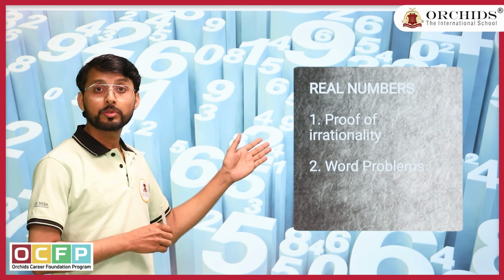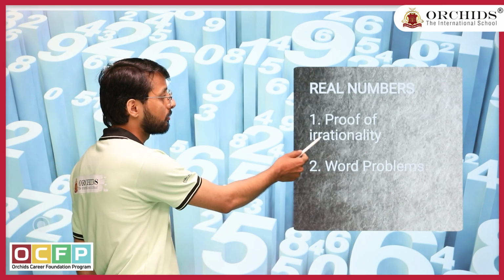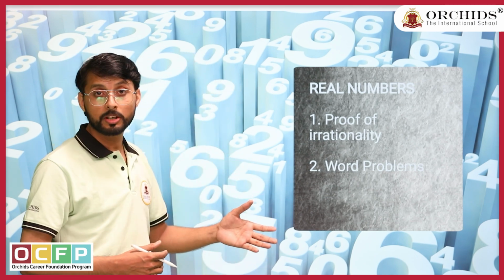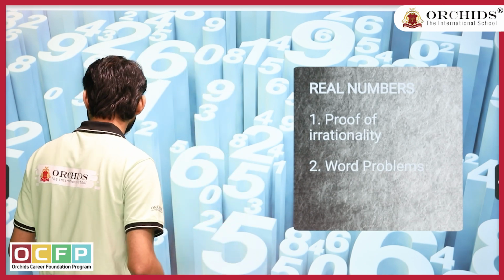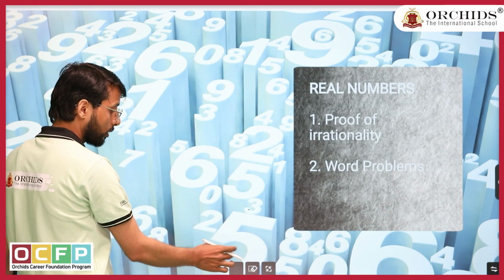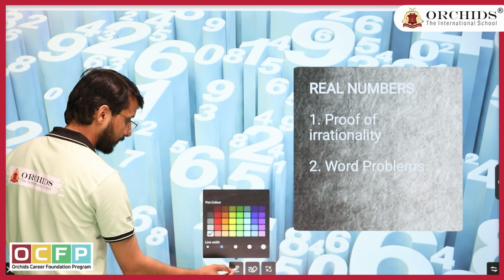This time I have chosen a topic named real numbers, and this topic I have segregated in two parts. One is proof of irrationality and another is on the word problem. But before directly jumping into the question part, first we should know what we are going to do. On the basis of that, what all topics I need to solve first and which keywords I should remember.